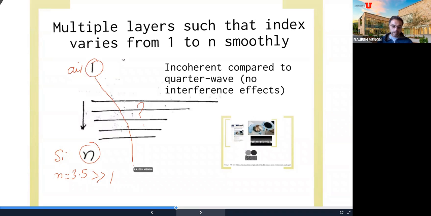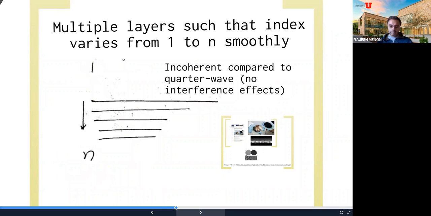Like if I plot the refractive index versus thickness, and I have a very smooth variation like this, then I can essentially get rid of all the reflection losses. And in fact, if I can do this for all the angles, then I can get the reflection minimized for all angles as well. This is also referred to as an incoherent effect because you're not trying to take advantage of interference. This is really looking at all wavelengths and all angles simultaneously.